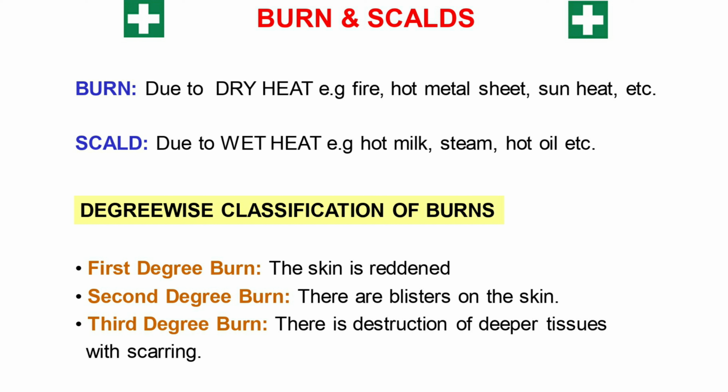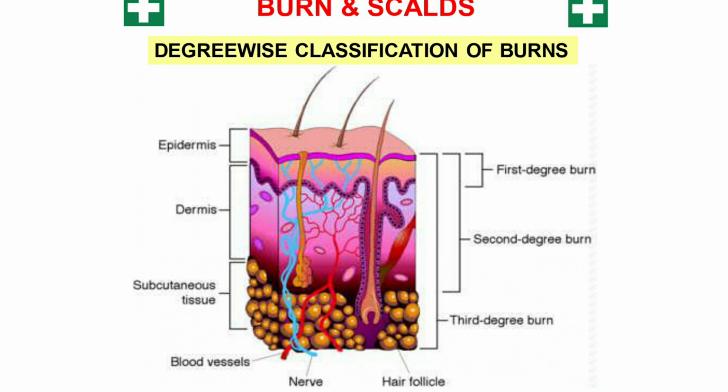Burns and scalds: burn due to dry heat, for example fire, hot metal sheet, sun heat, etc. Scald due to wet heat, for example hot milk, steam, hot oil, etc. Degree-wise classification of burns: first-degree burn, the skin is reddened; second-degree burn, there are blisters on the skin; third-degree burn, there is destruction of deeper tissues, with scarring.